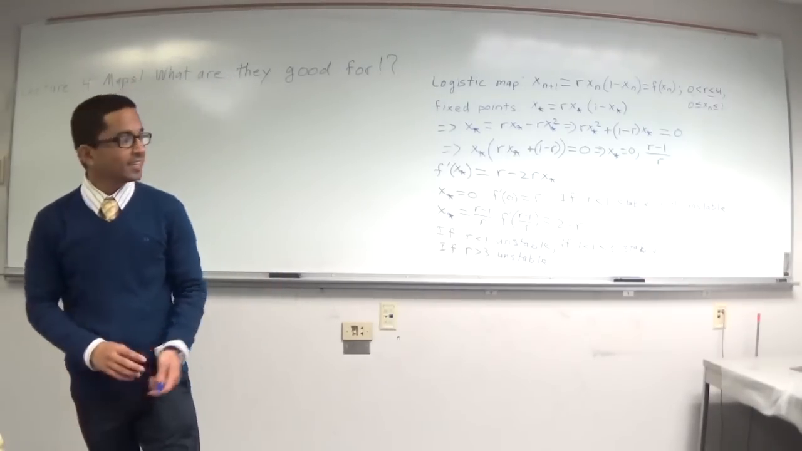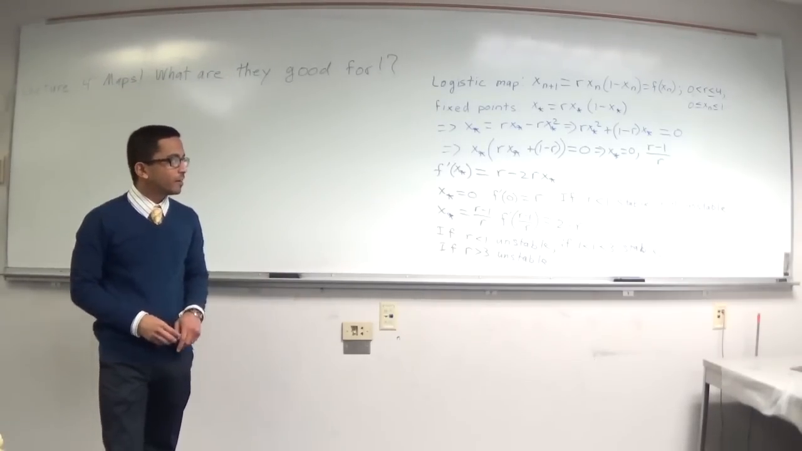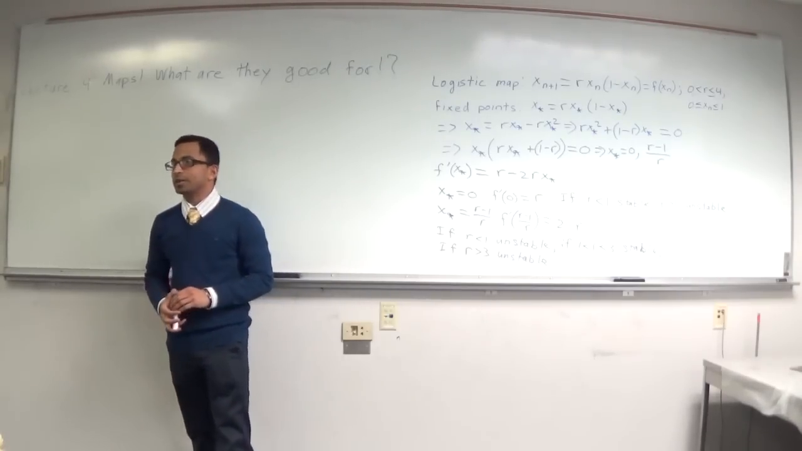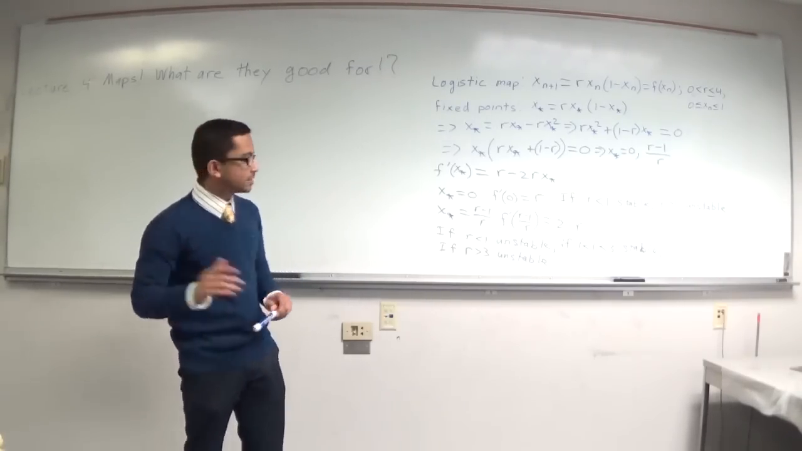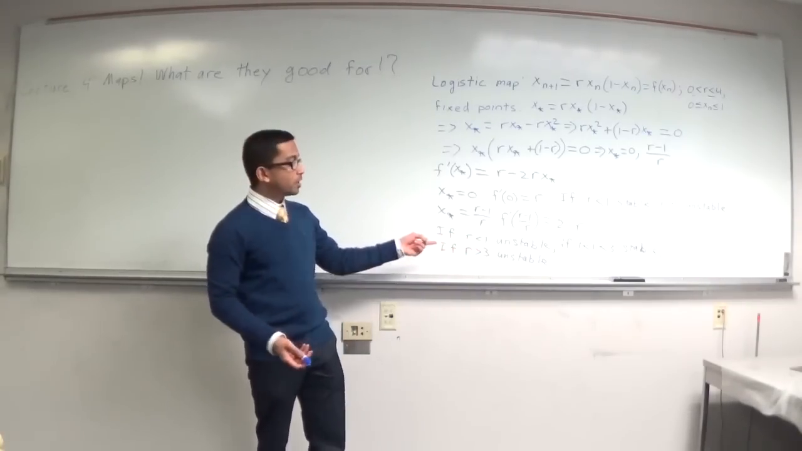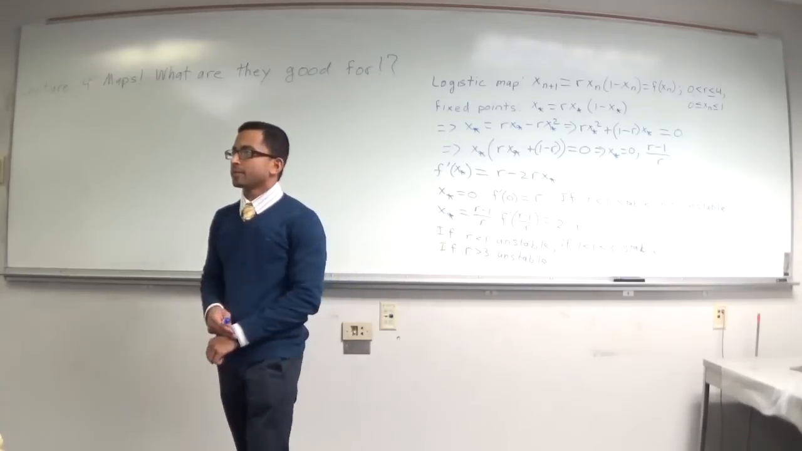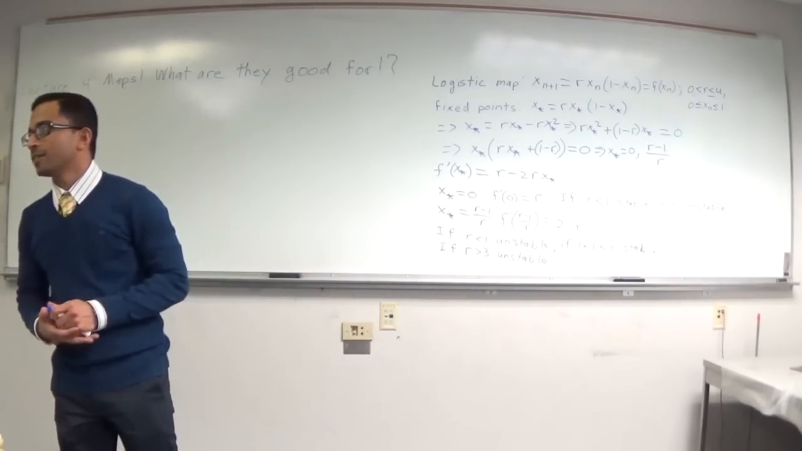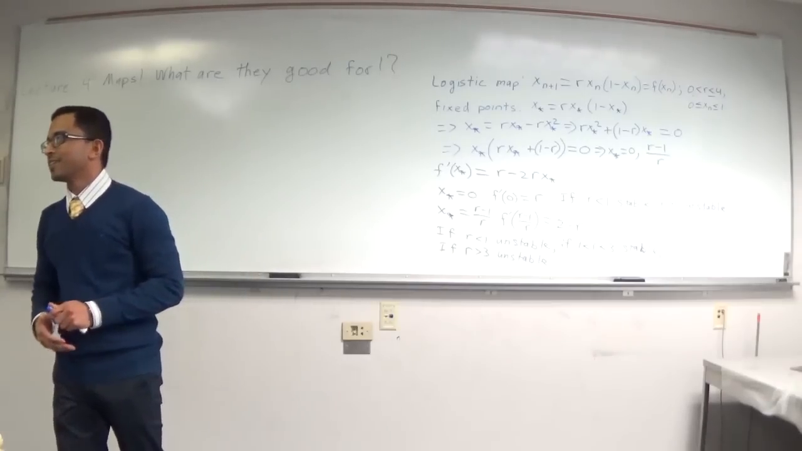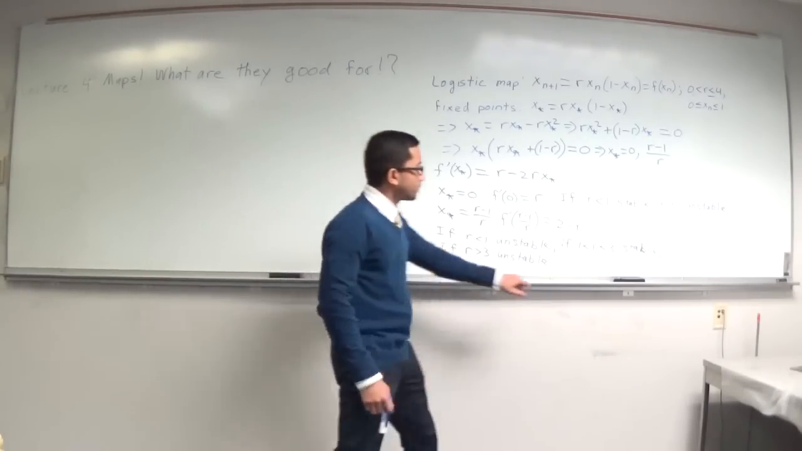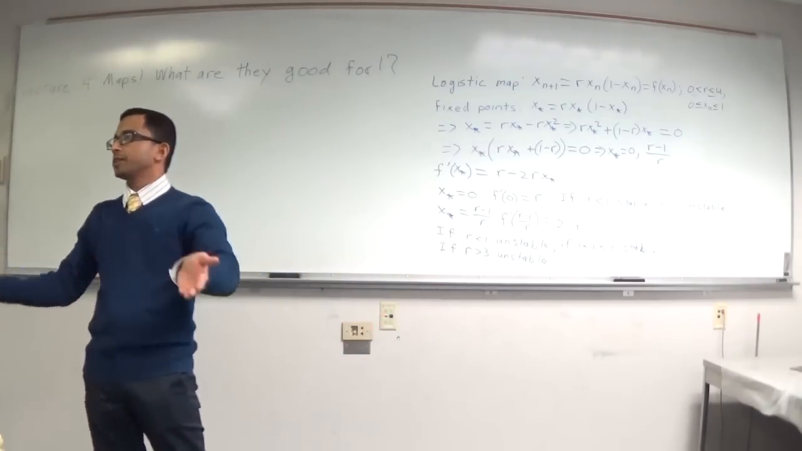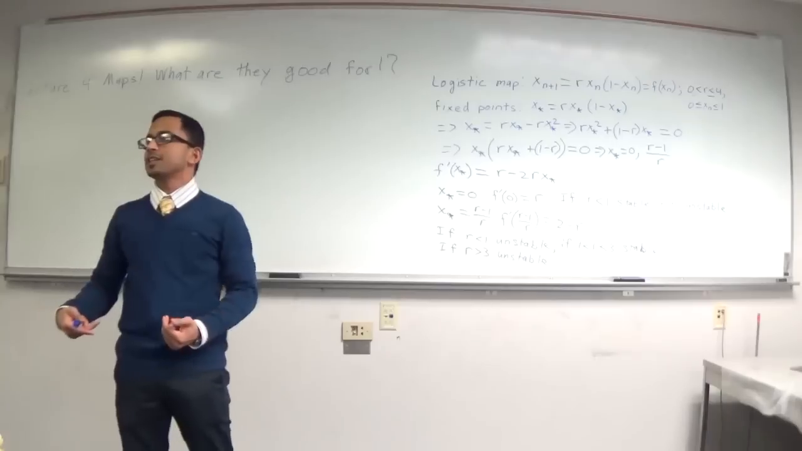But do we see anything that isn't quite satisfactory, minus the fact that we don't know what happens at R equals 1 and R equals 3? What else is unsatisfactory with this? If it's stable, then it just goes into the fixed point and that's it. How about when it's unstable?